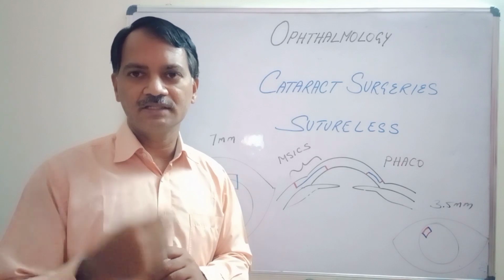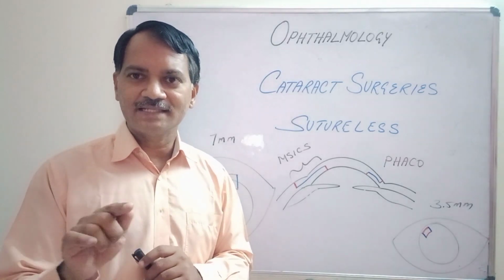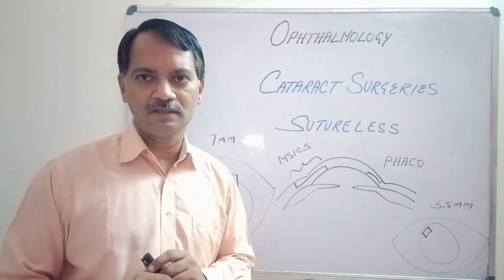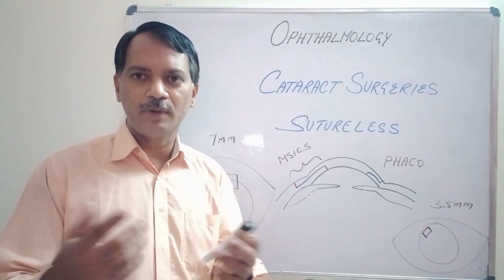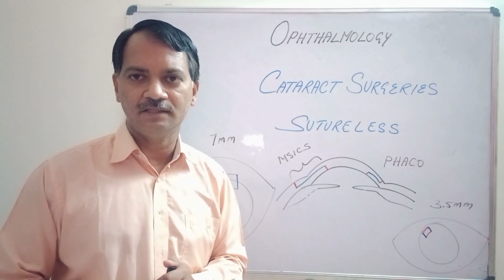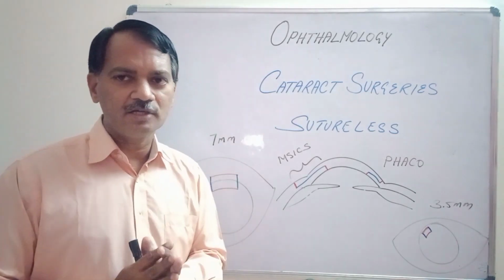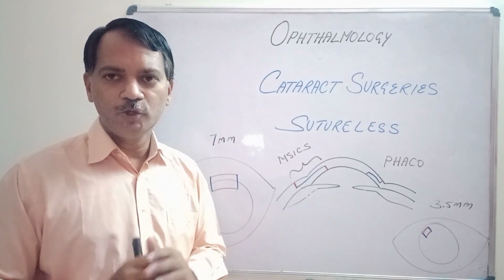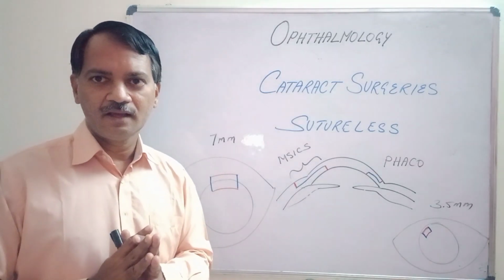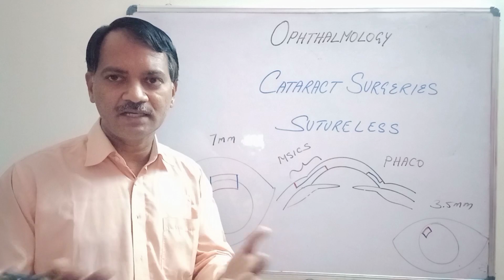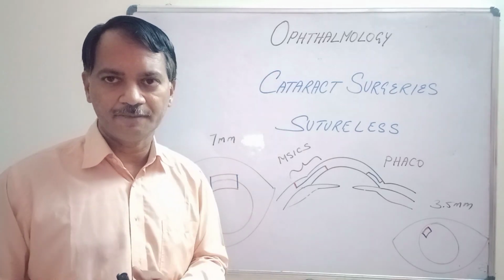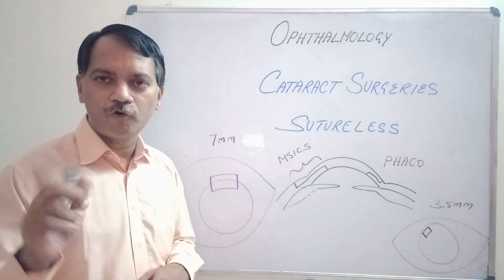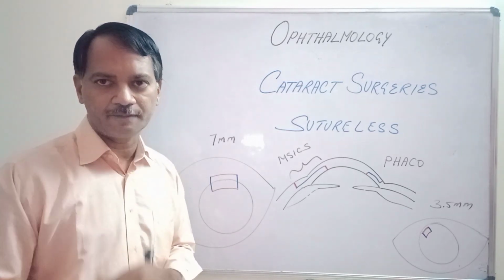In phaco knit surgery, the incision will be just like a prick with a needle, about 0.9 millimeters. So many advances have come in cataract surgery. What is the advantage of reducing this wound size? When you reduce the wound size, the patient recovers faster due to faster healing of the wound. Astigmatism following surgery will also reduce.